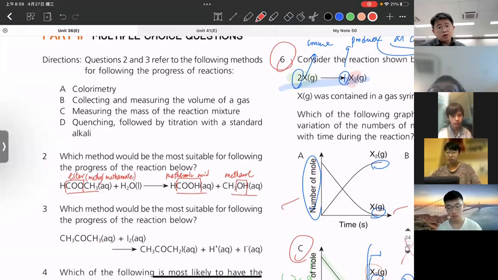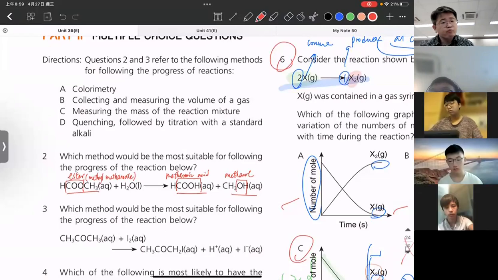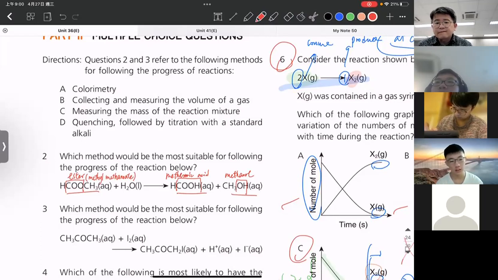So take a look at the nature of the 4 chemicals. Can you choose the most appropriate method? Do you know the color of the 4 chemicals? Do they have any gas form? No. What are the colors of them? Do you know? I don't know. You don't know.